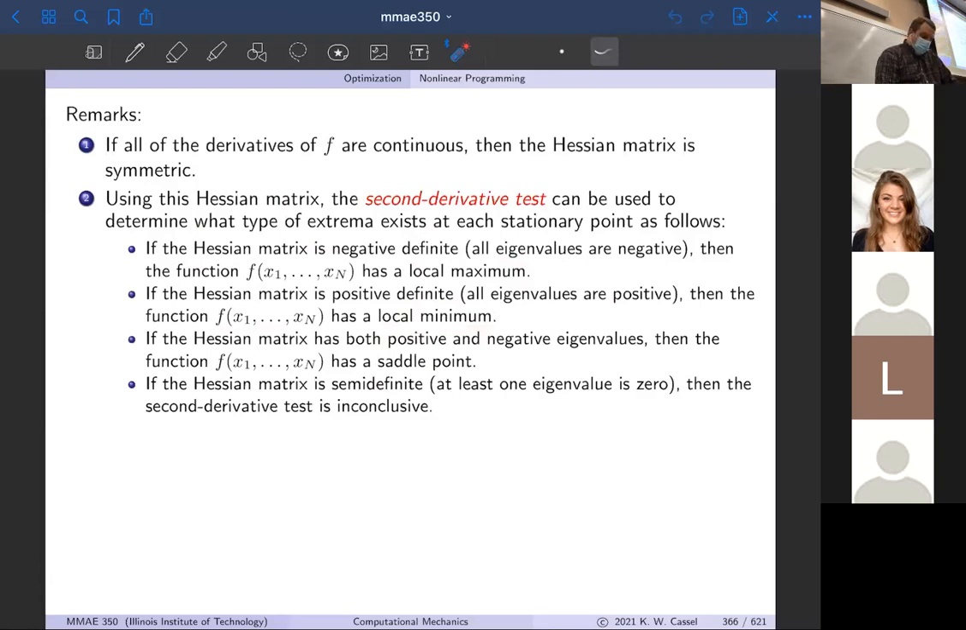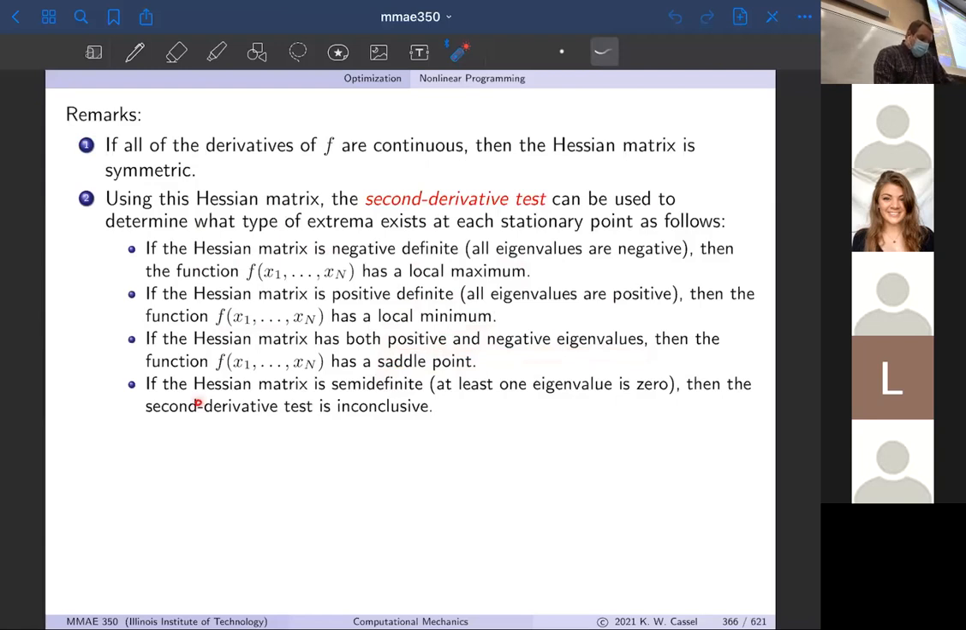So for a saddle point, think of a saddle on a horse. If you look at it from the side, it goes like this. If you look at it from the front, it goes like this. So a saddle point in 3 dimensions is like that. It's a point that has zero slope in all directions, but it's neither a minimum nor a maximum. So that's the case if we have both positive and negative eigenvalues.